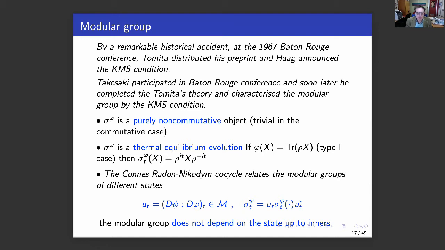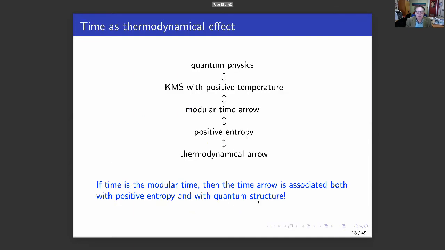And then there is a Connes-Radon-Nikodym theorem: if we choose different states, of course we have different evolutions, but these evolutions are different only up to inner automorphism. In the abelian case, there is no inner automorphism, but in the non-commutative case, every algebra has a lot of inner automorphisms, and this evolution does not depend on the state up to inner automorphism. It's a completely intrinsic quantity.